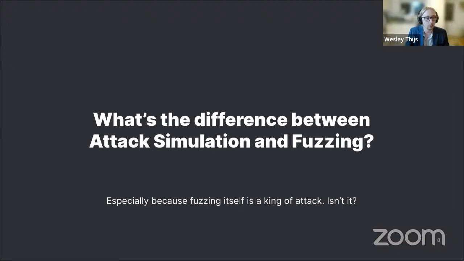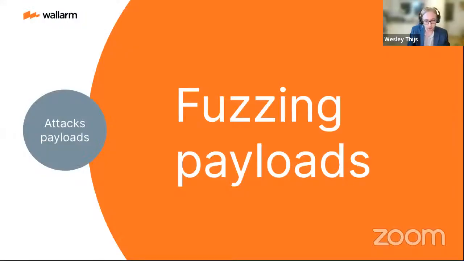I want to first talk about the difference between attack simulation and fuzzing, especially because fuzzing itself seems to be the king of attacks, right? So you find an endpoint, what do you do? You try fuzzing it. You have a WAF installed, you try to break its security. What do you do? You try to fuzz it, of course. Or is it? Because there might be some better solutions out there.